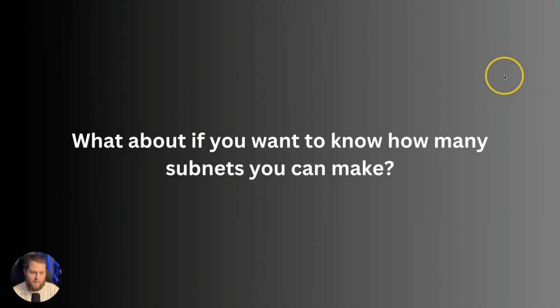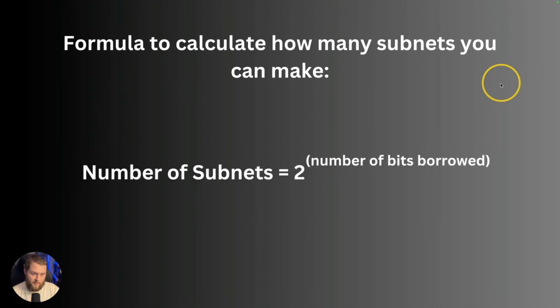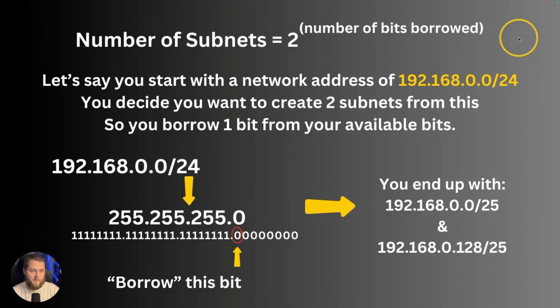So what if you want to know how many subnets you can make? There's a formula for that also. A formula to calculate how many subnets you can make is: the number of subnets is equal to 2 to the number of bits borrowed. And you'll see what that looks like here in a moment. So your number of subnets is 2 to the power of your number of bits borrowed.